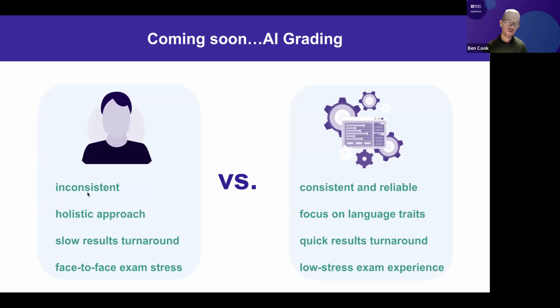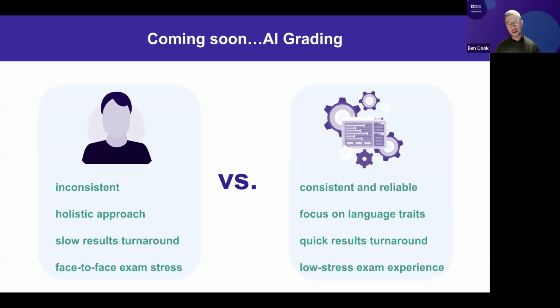The other thing around human raters is that naturally they take a more holistic approach. So it's very difficult for a human to focus just on, for example, spelling or just on range of vocabulary. And there's an effect called the halo effect, where if you've done really badly in one area of, for example, writing, as humans, that tends to affect your scores in all areas.